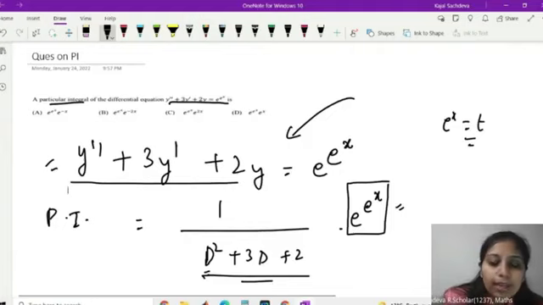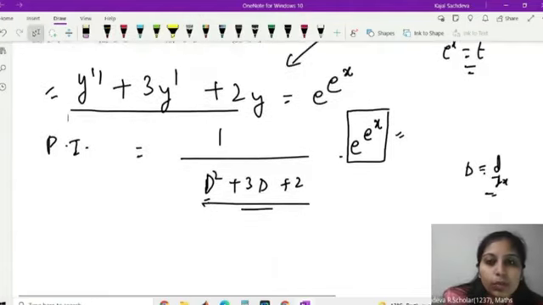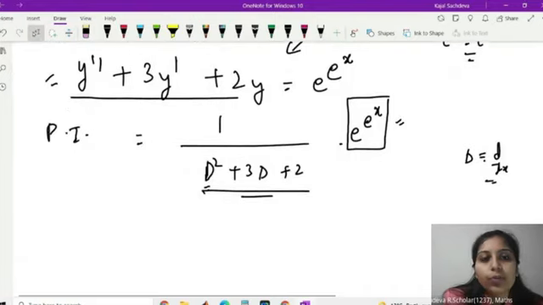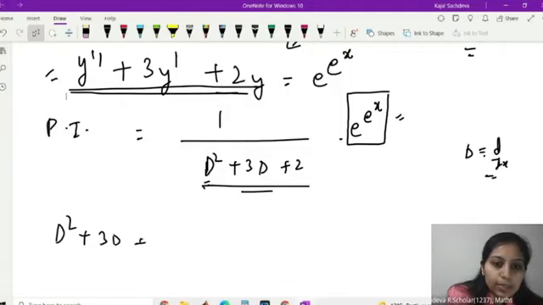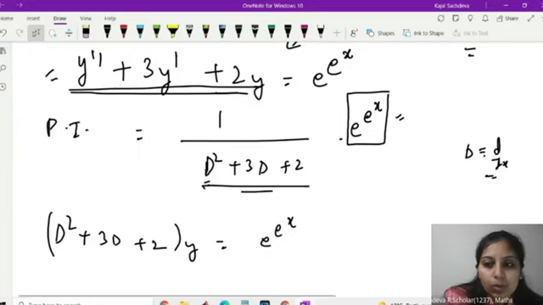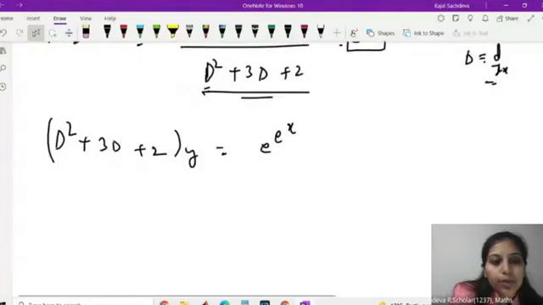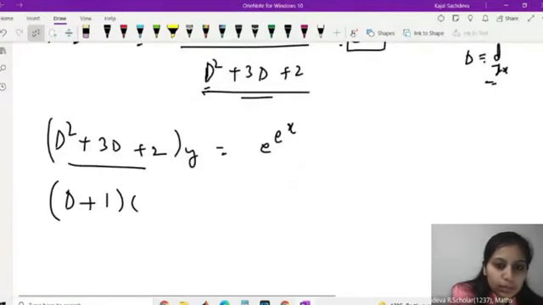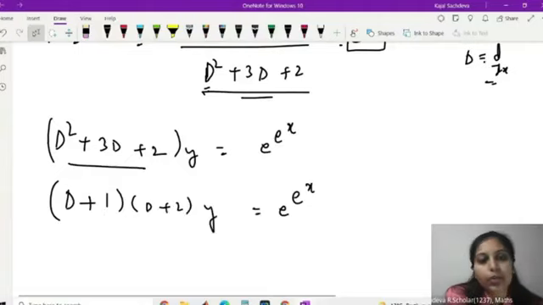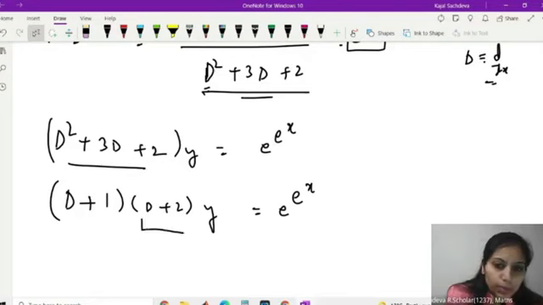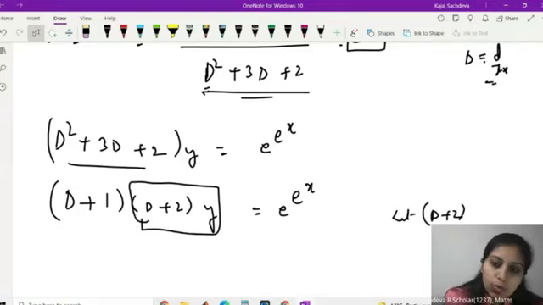When you get this type of equation, you can do one thing: just convert the second order equation into a first order equation. How can you convert? Starting from here, we can write the symbolic form (D square plus 3D plus 2) into y is equal to e raised to power x. Now this can be broken down into two parts: (D plus 1)(D plus 2)y is equal to e raised to power x. This is the product of these two functions. Now you can put this as z. Let (D plus 2)y is equal to z.